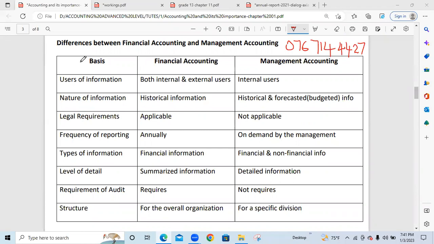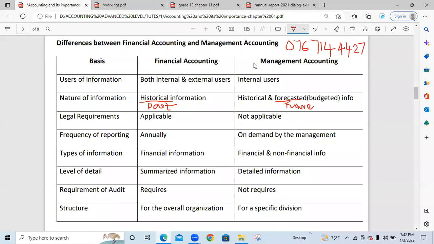Okay, so then nature of information. What is the nature? For financial accounting, we say historical. Historical means what? Another word for historical? Past. Historical means past. Forecasted means future.